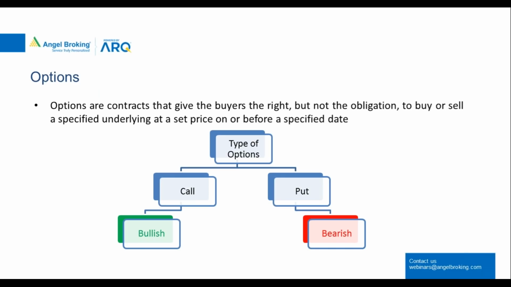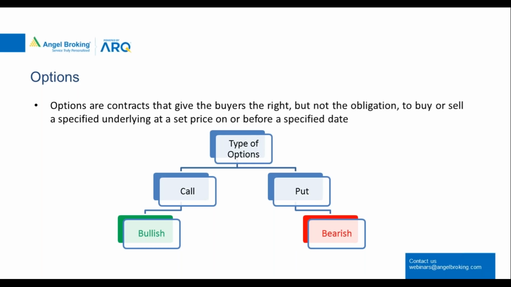So next we look at options. Options basically give the buyers the right but not the obligation to buy or sell a specified underlying at a set price on or before a specified date. I will just clarify that options, again, are derivative instruments wherein if you are a buyer of an option, you pay a premium, and that is the maximum risk that you have when you buy options, be it a call option or a put option.